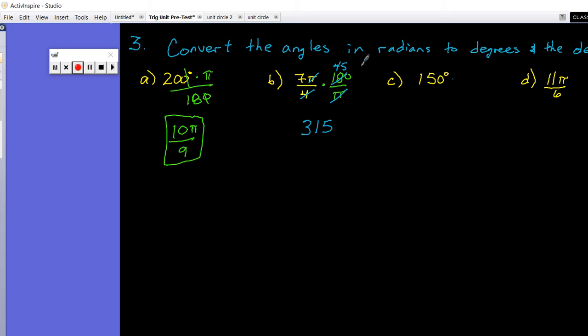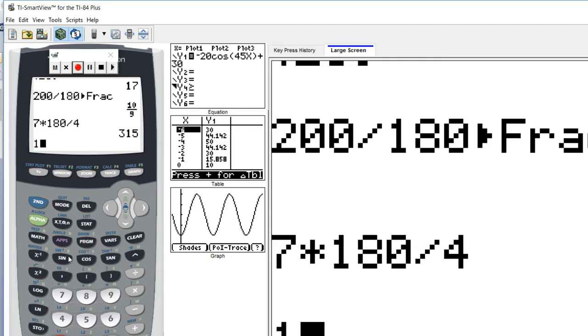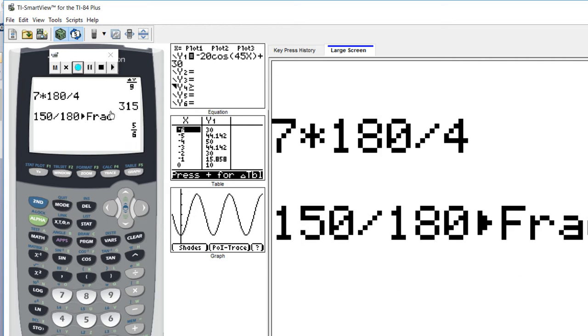So to convert 150 degrees, I times it by pi, divide it by 180. Each of these, 15 and 18, are each divisible by 3. So I can get rid of the zeros, divide those by 3, and I get 5 pi. 18 divided by 3 is 6. Or again, you can use your calculator. 150 divided by 180. Math, enter, enter. 5/6.